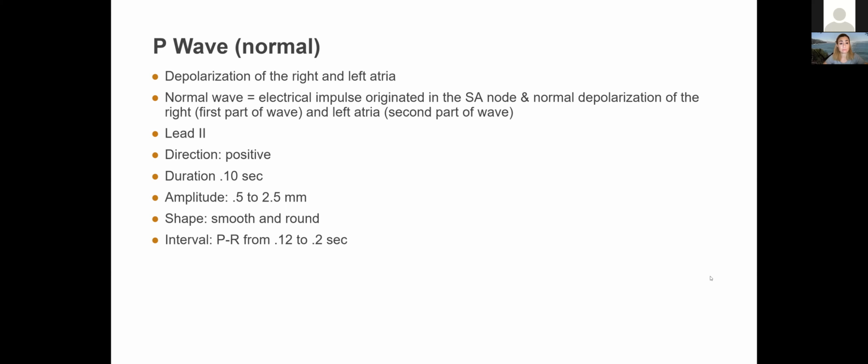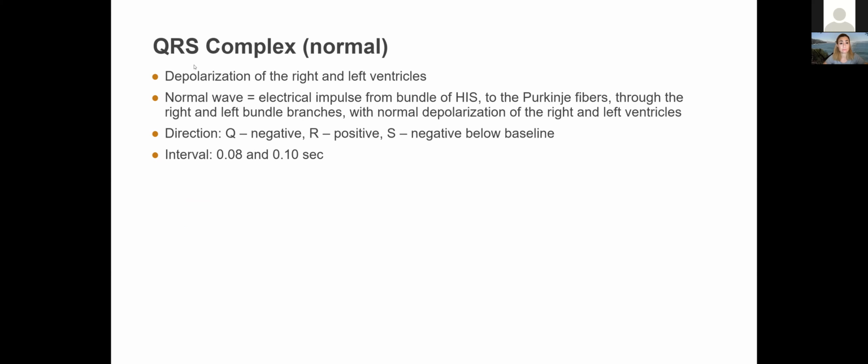The QRS complex is that spike that you see on an ECG, and that is the depolarization of the right and left ventricles. The normal wave is an electrical impulse from a bundle of the Purkinje fibers through the right and left bundle branches with normal depolarization of the right and left ventricles.